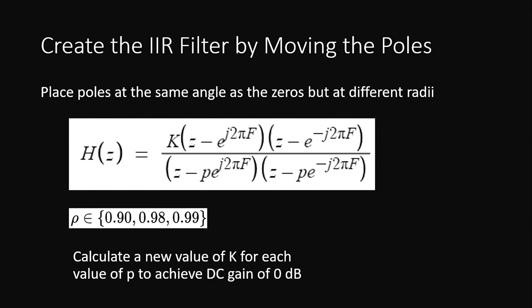So we can create our transfer function that looks like this with these new poles, and in this lab we'll observe 3 different kinds of filters, each with 3 different values of rho. At each new value of rho, however, we need to calculate a new value of k, because we still want to maintain the DC gain of 0 decibels.